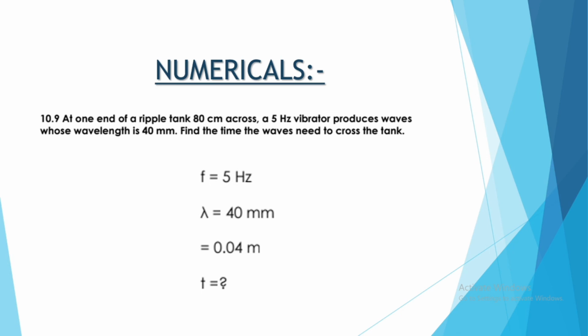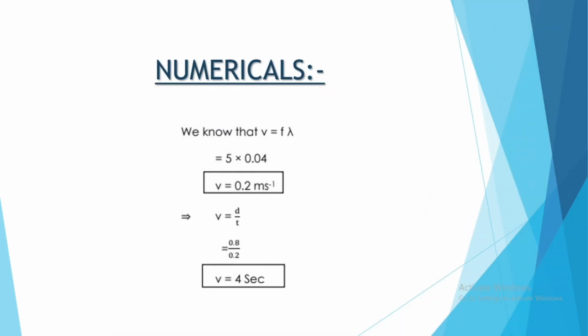Moving on to the next numerical, 10.9. At one end of a ripple tank 80 cm across, a 5 Hz vibrator produces waves whose wavelength is 40 mm. Find the time the waves need to cross the tank. If f is equal to 5 Hz, lambda is equal to 40 mm, which is equal to 0.04 meters, and time is unknown. So let's check the solution.